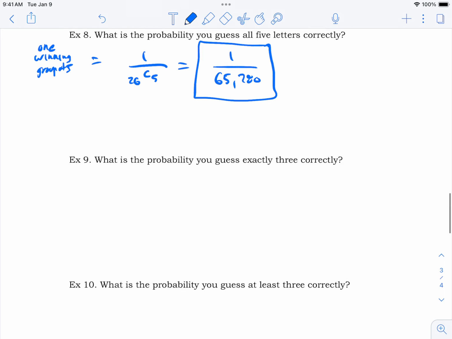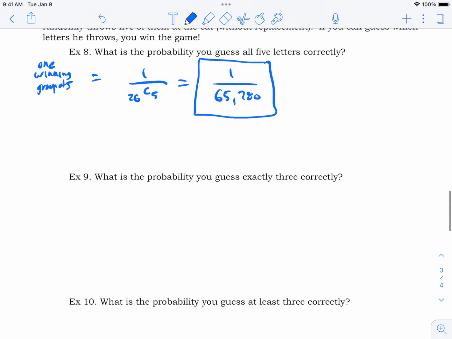Okay. What's the probability you guess exactly 3 correctly? Exactly 3. This means that you want 3 correct and 2 incorrect. You don't want 4 correct or 5 correct. You want exactly 3 correct. So 3 correct and 2 incorrect. How many ways can you do that?